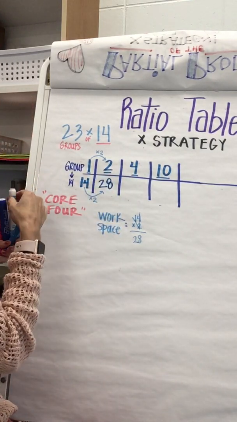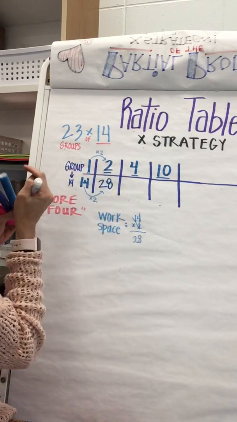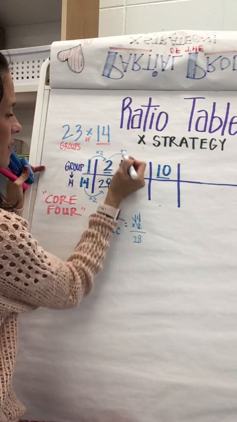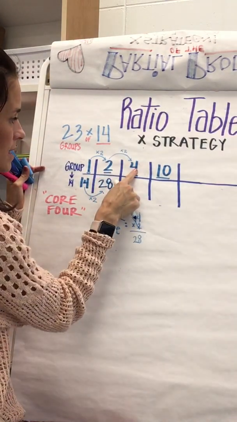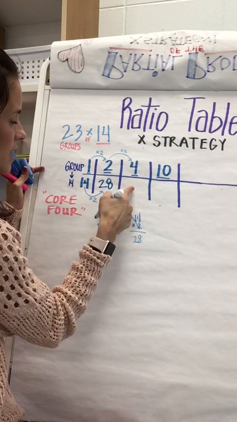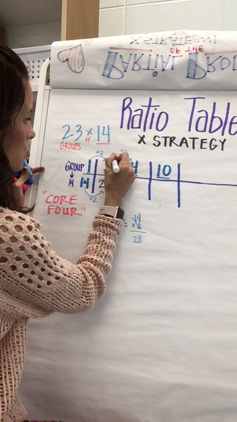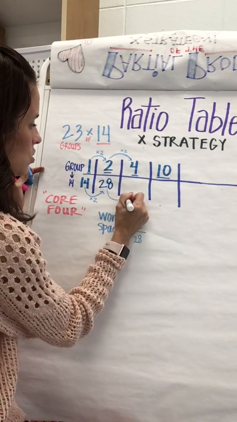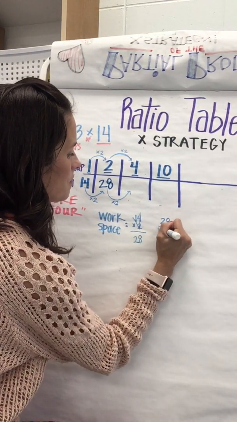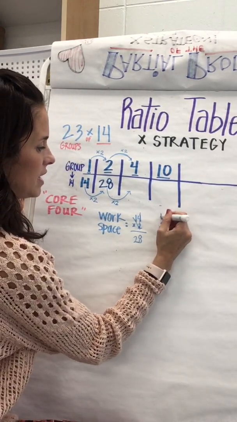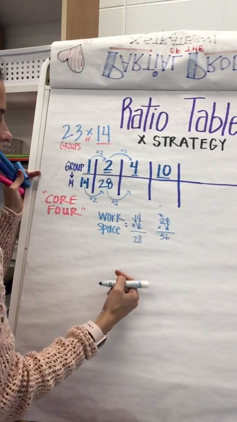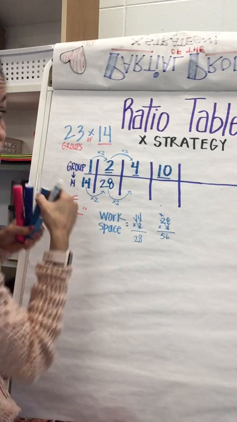How do we find out what 4 groups is? Look at your ratio table. What if I take 2 and I double it again? That would work because 2 doubled gets me 4. Well, 28, what would I do to get to this blank? Follow the same thing. 2 times 2 is 4, so follow that same rule, times 2. Again, use your workspace, 28 times 2. 2 times 8 is 16. 2 times 2 is 4, plus 1 is 5. So I've got 56.